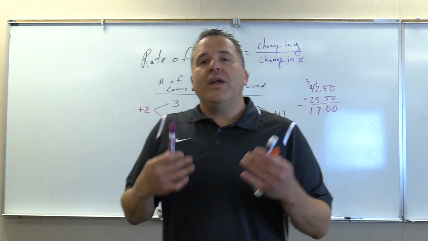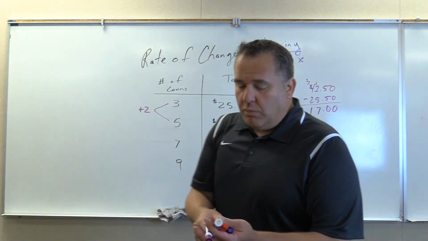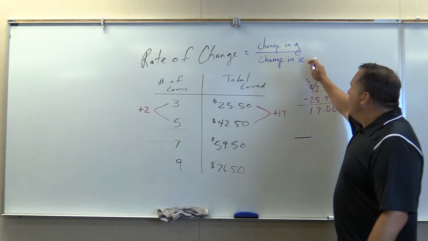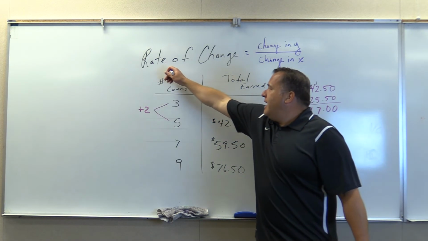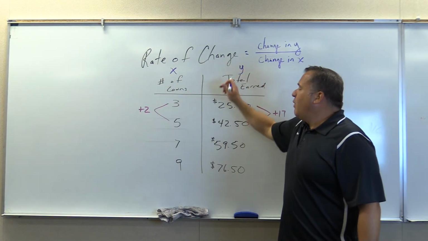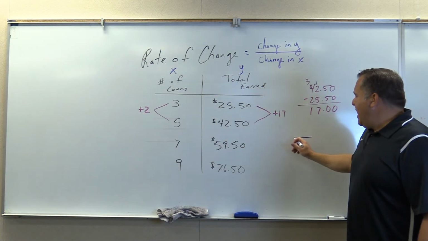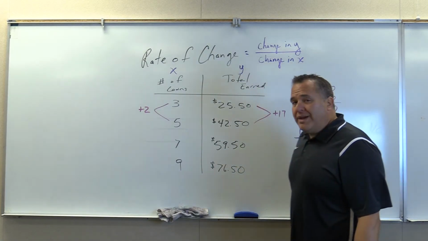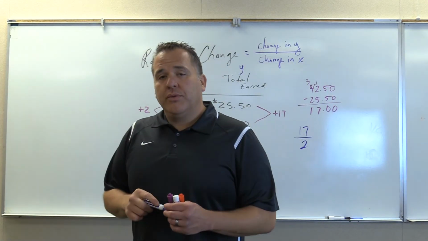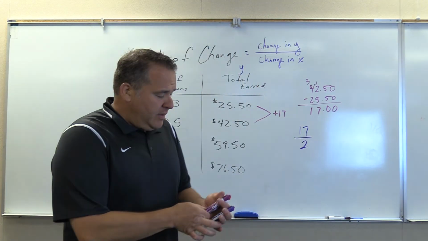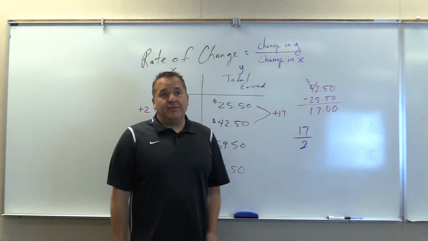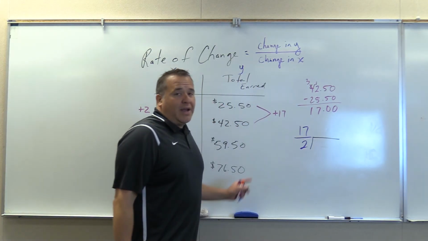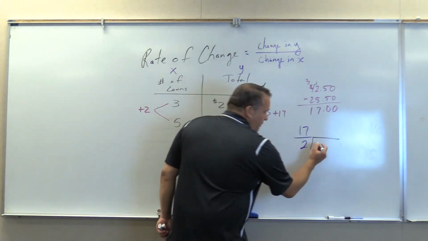So to find the rate of change, to find the slope, what you do is this: the change in Y over the change in X. Don't forget, this is X, this is Y. So the Y is 17 and the X is 2. So we got 17 divided by 2. Now we're going to have to divide. 17 divided by 2 does not go evenly. So I'm actually going to divide. Remember, the 17 falls this way.